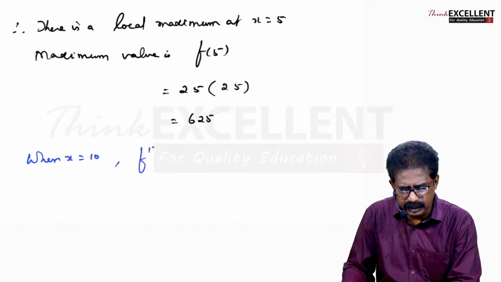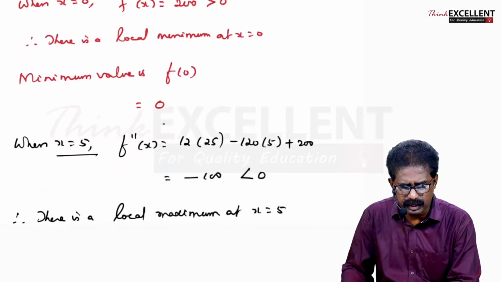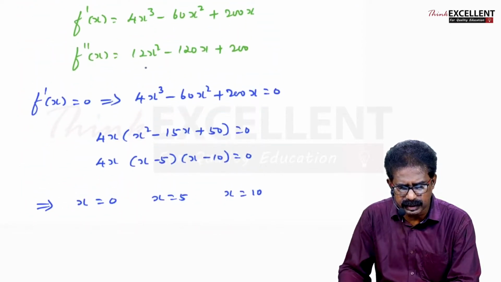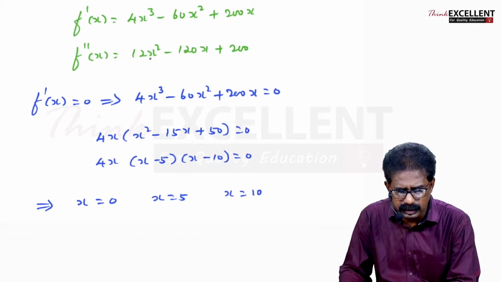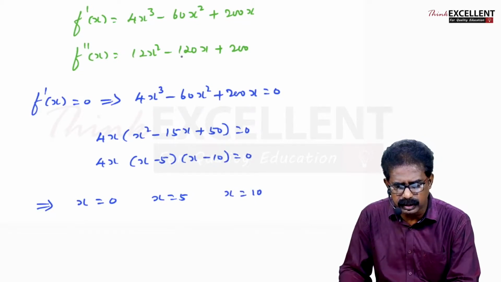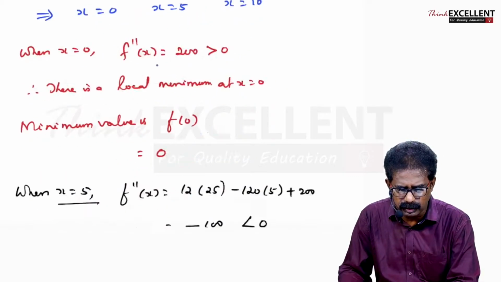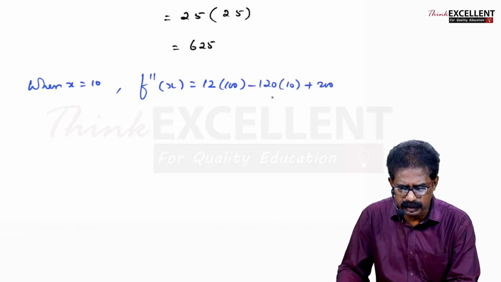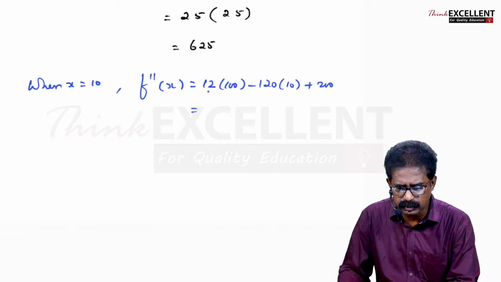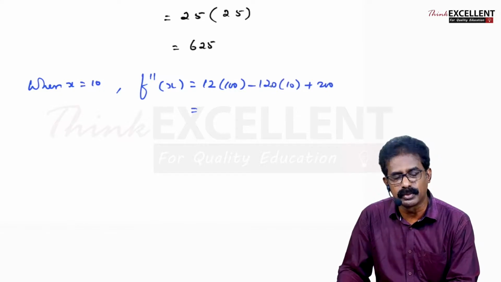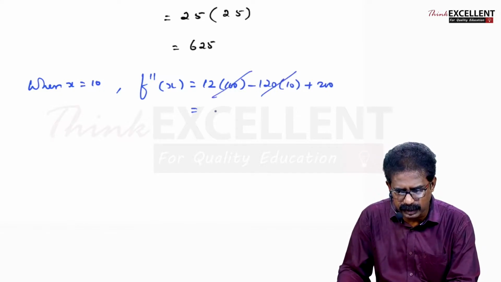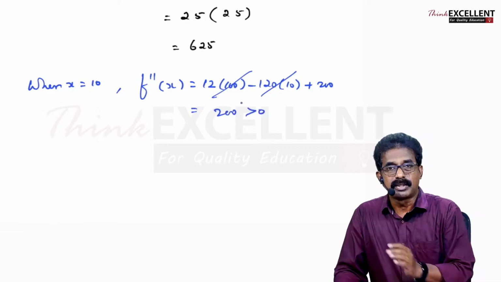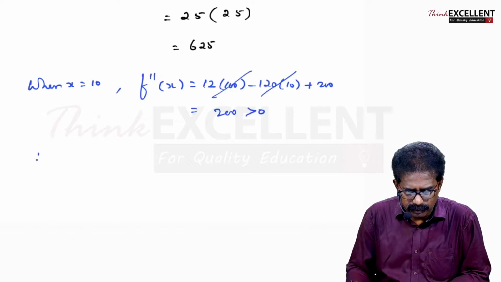So when x equal to 10, you substitute in the second derivative f double dash of x. For x you put 10 in the second derivative. See, this is the second derivative. 12 into 10 square minus 120 into 10 plus 200. 12 into 100 is 1200. 120 into 10 also 1200. One is plus, one is minus, both get cancelled. You are getting 200 positive. Positive means what do you say? Local minimum.